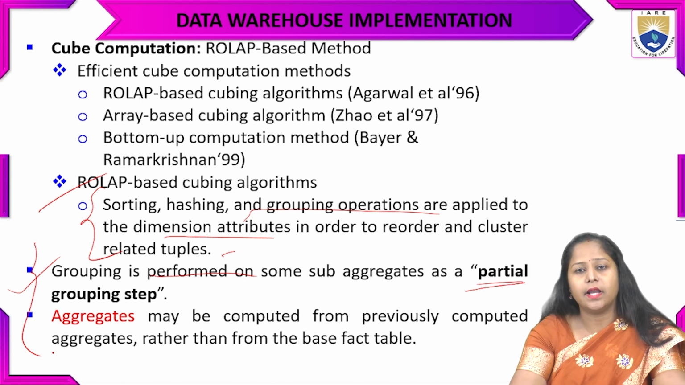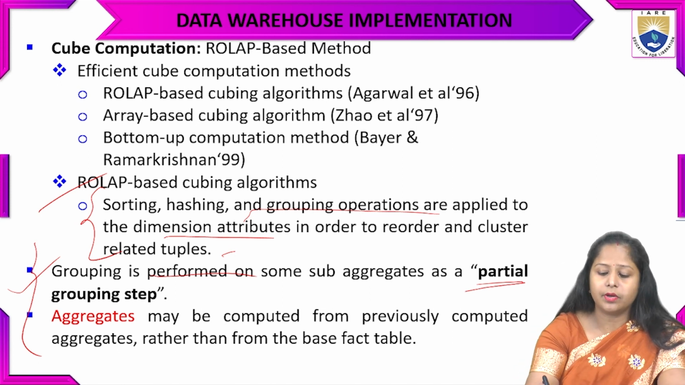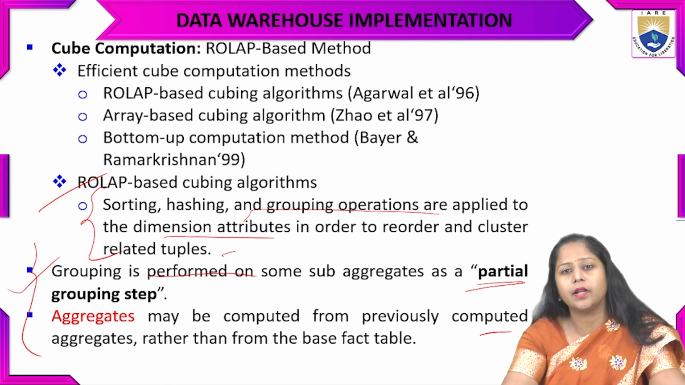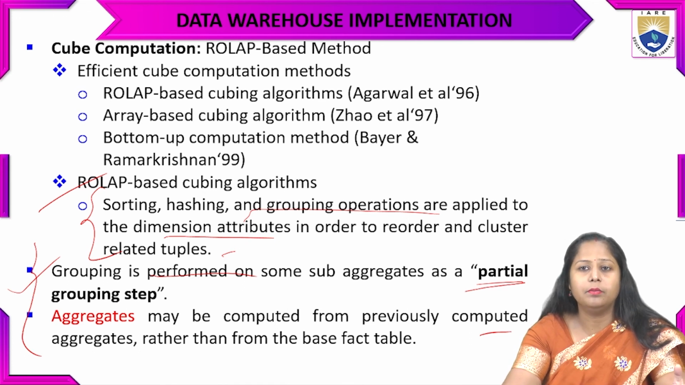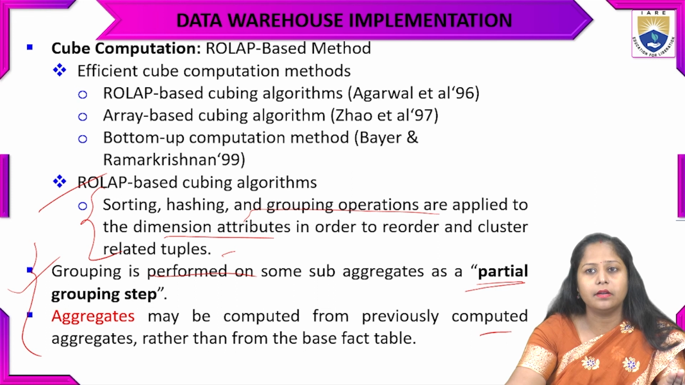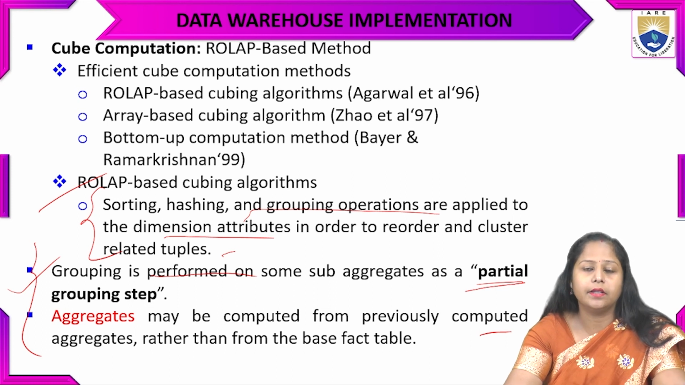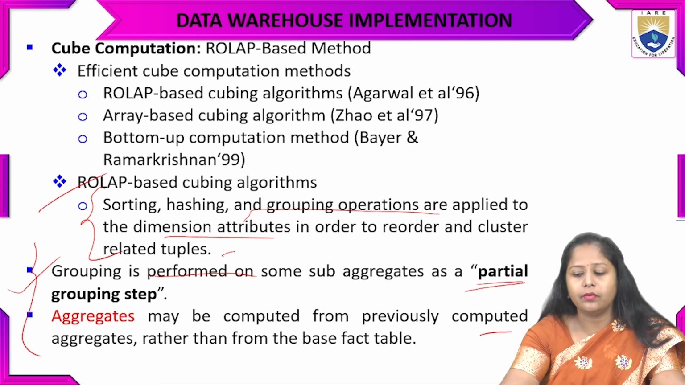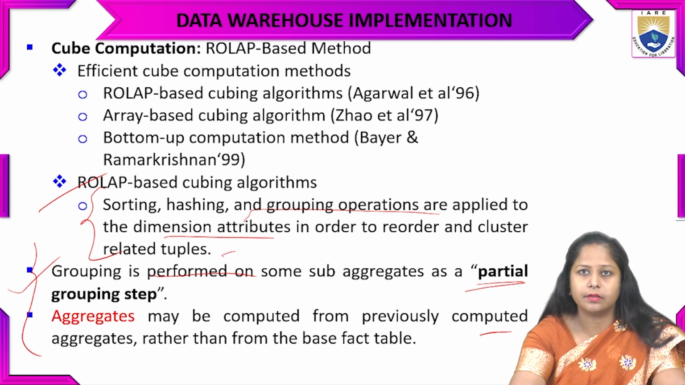After that, the aggregate can also be computed from a previously computed aggregate, rather than from the base fact table. So that can also happen. The aggregate will be computed from another previously computed aggregate, rather than using the fact table for that dimension.